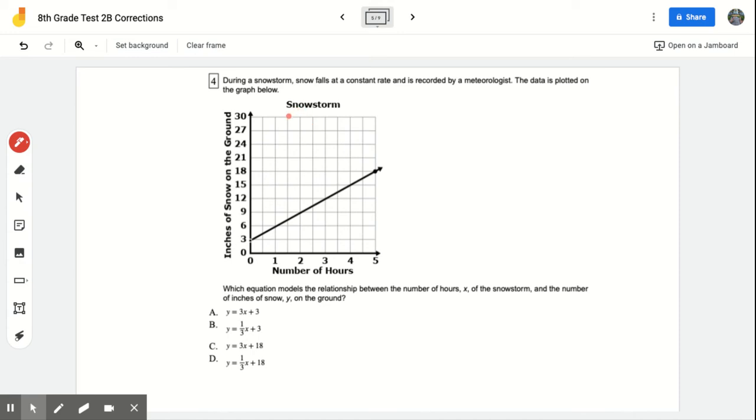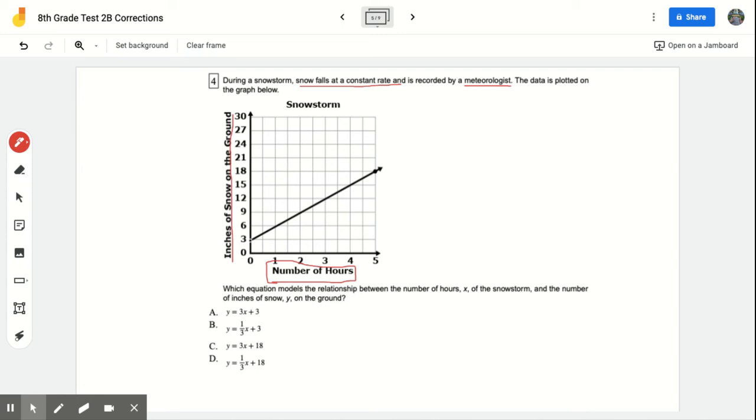All right, so this is a snowstorm. This is a meteorologist, somebody who studies weather. Let's kind of clarify that. Then they plot the data for snow falling, and it's at a constant rate. So it's going to go up in a straight line. This X value represents the number of hours. So after 1 hour, 2 hours, 3 hours, 4 hours, 5 hours, and then it looks like they record how many inches are on the ground.